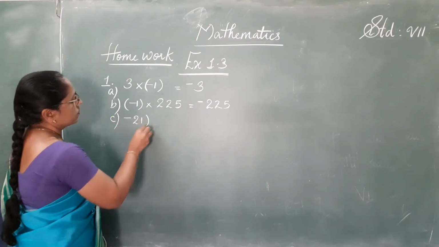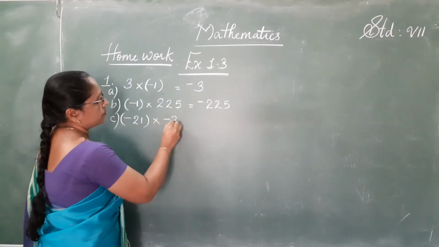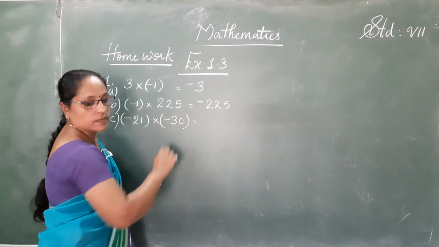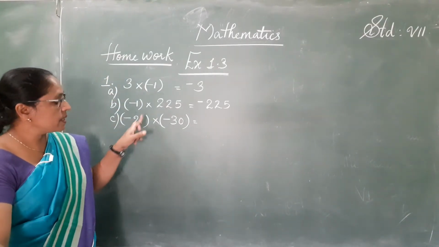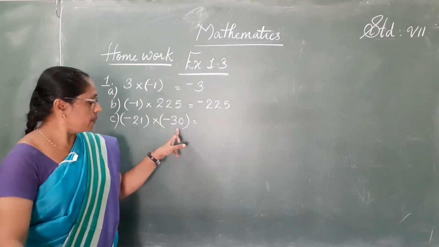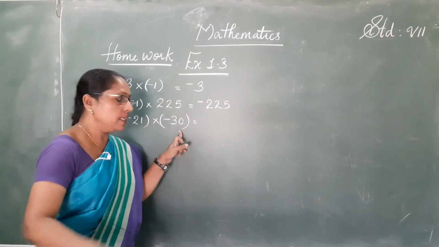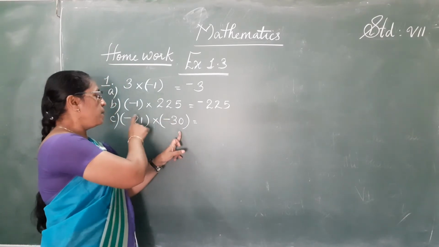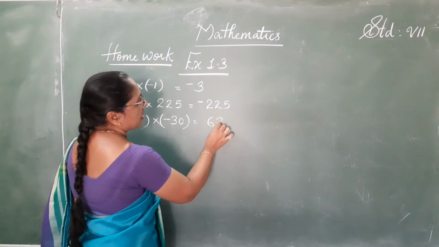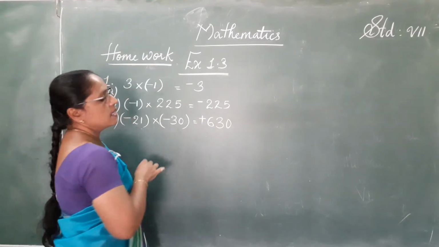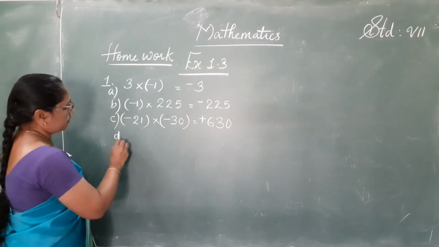C part, -21 into -30. Here we have two integers, -21 and -30. Both are negative, so when two integers have the same sign, multiply and put the positive sign. So we get the answer 630, positive 630.